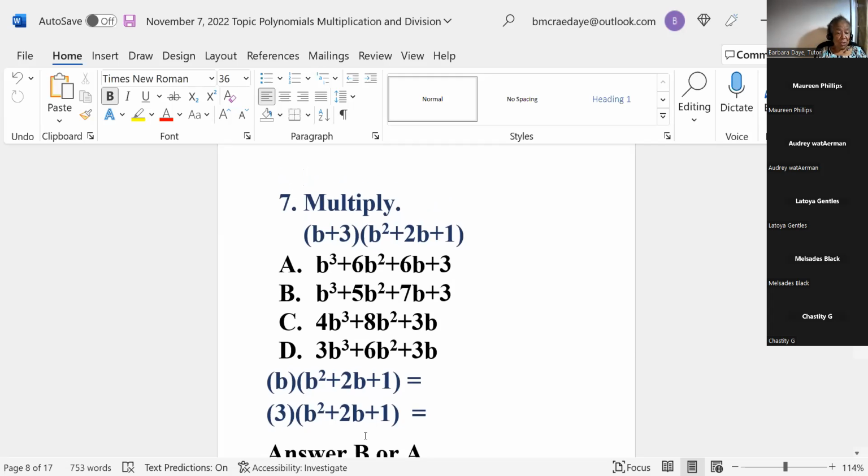Well, let's multiply this. Tell me right here. When you multiply B times this polynomial, B squared plus 2B plus 1, what did you get here? I got B to the third power. Okay, B to the third power. So let's just put that there. That is correct. B to the 1 power times B to the 2, add 2 and 1, you get 3.